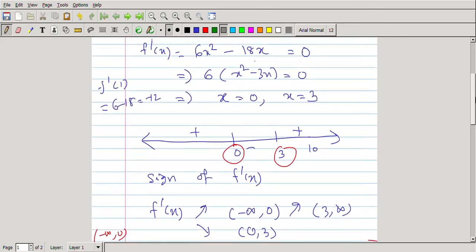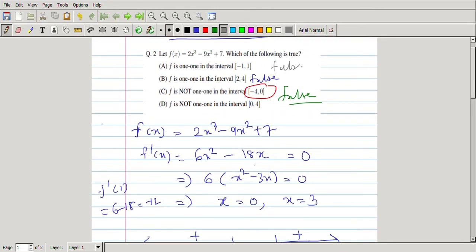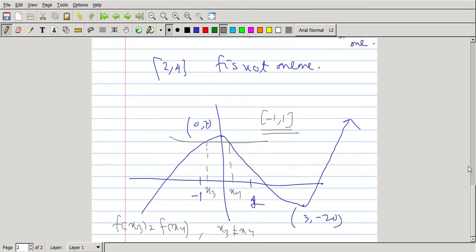This shows that option 1 is also false, and all we need to check is 0 to 4, where f is not 1-1. So from 0 to 4, this is our 0 and 4 is somewhere around here. We can consider this parallel line, and these 2 points, x1 prime and x2 prime. Then f of x1 prime is f of x2 prime, because the height is the same, and x1 prime and x2 prime belong to 0 to 4, because both are greater than 0 and less than 4.